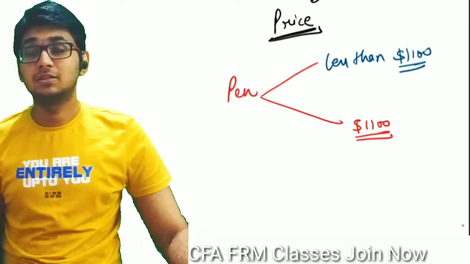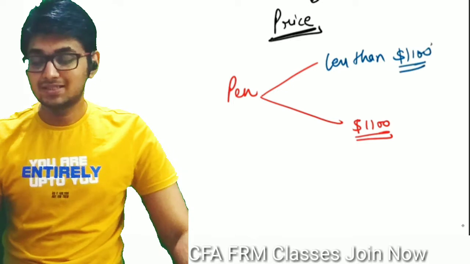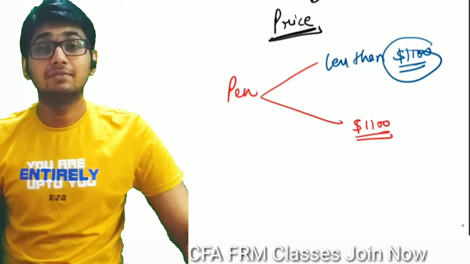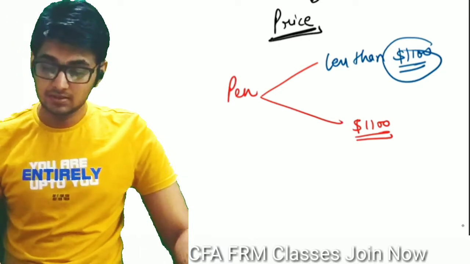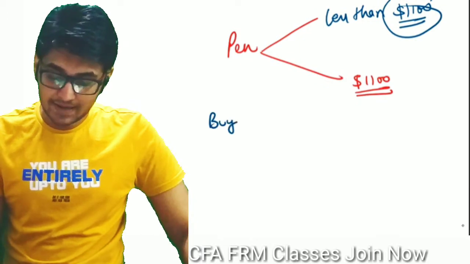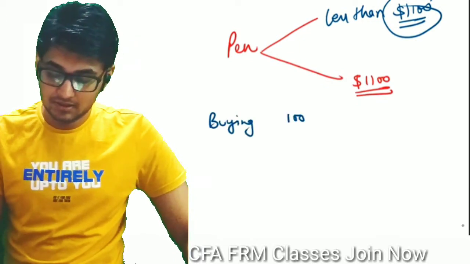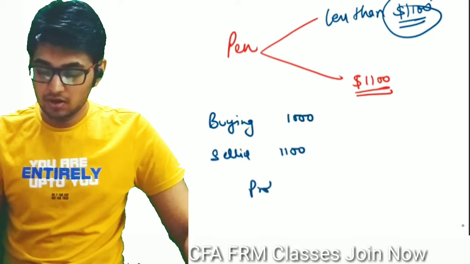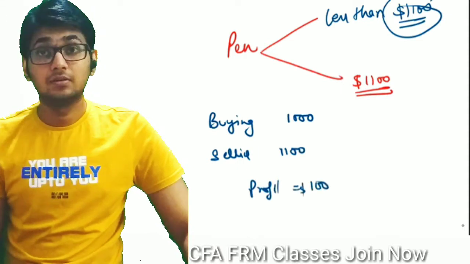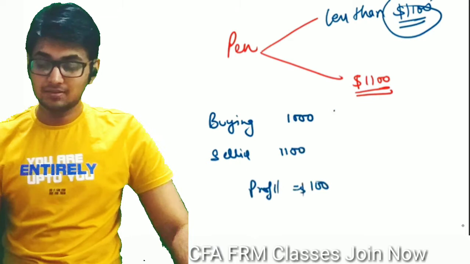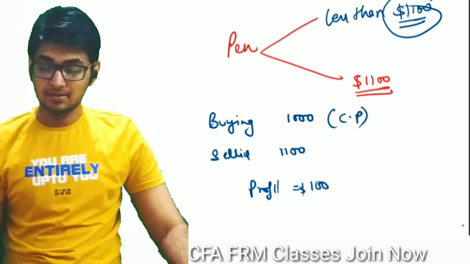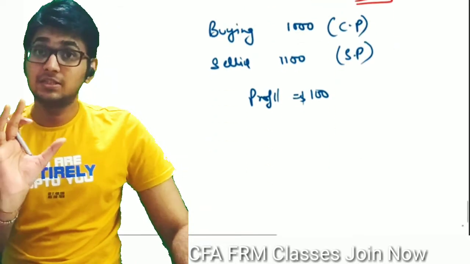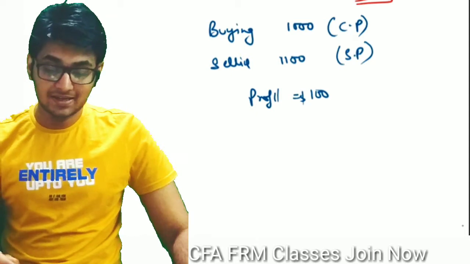Now why is the reason? Means what? If today you are going to purchase something for less than 1100 and then after a year you are going to sell the same at 1100, then you are going to make a profit. Suppose you are buying something at 1000 and you are selling it back at 1100, so you are going to make a profit of $100. So this is basically your cost price, and this is your selling price. So now the selling price is fixed. You need to ensure that your selling price is fixed.